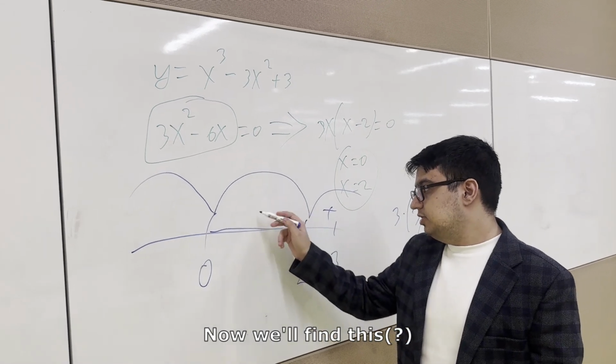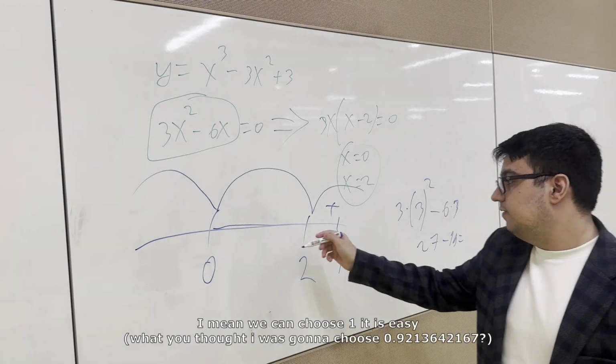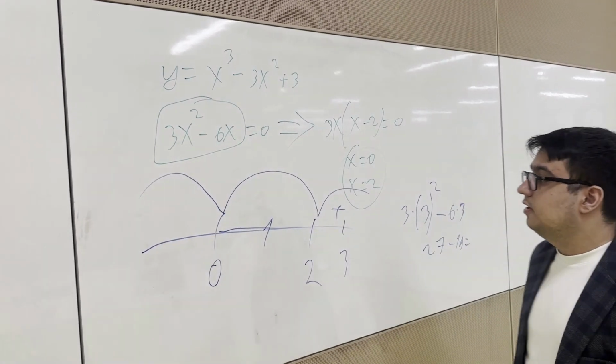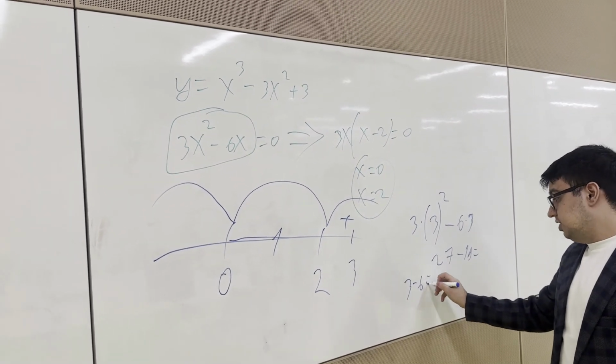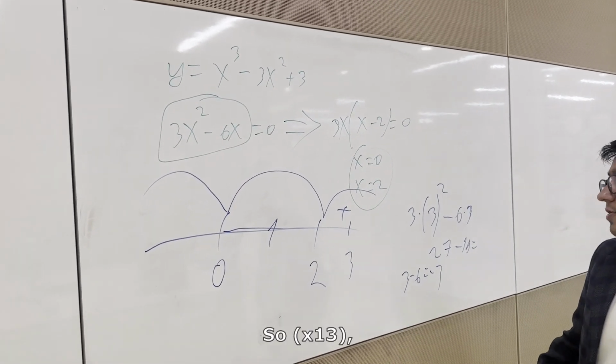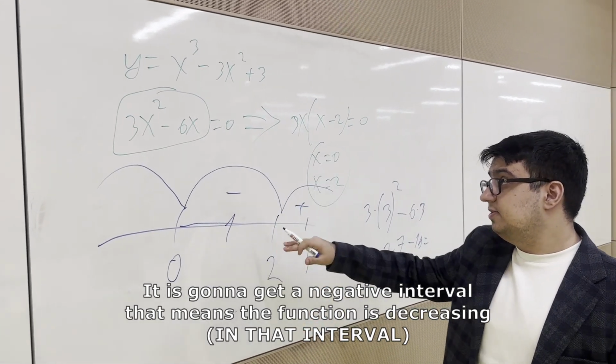Now we'll find this interval to see if it's increasing or decreasing. We can choose 1, it's easy because it's between them. So if we put 1, it's going to be 3 minus 6, which is negative. Minus 3 is a negative number. So it's going to be a negative interval, and that means the function is decreasing.